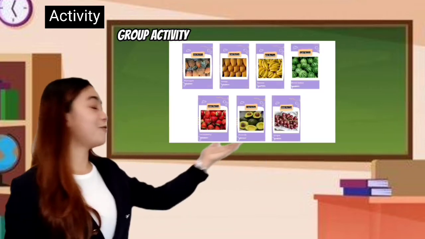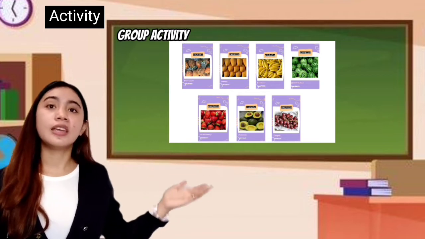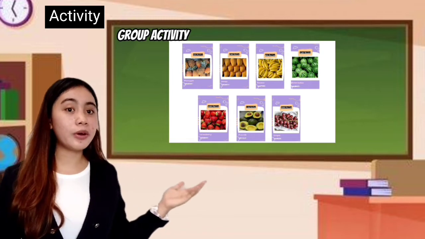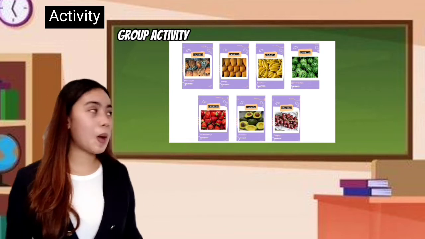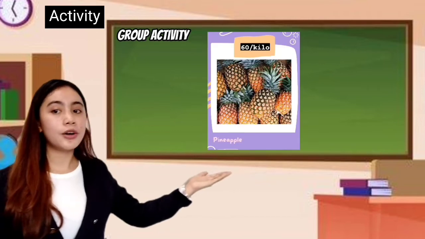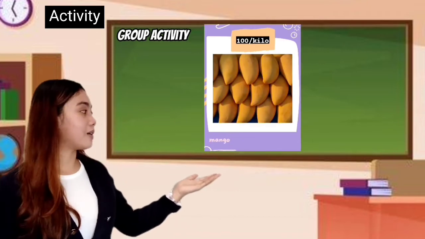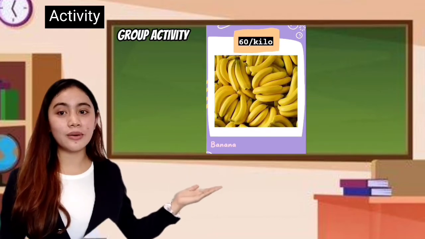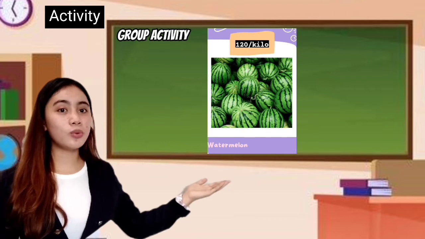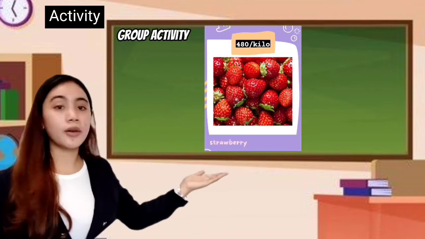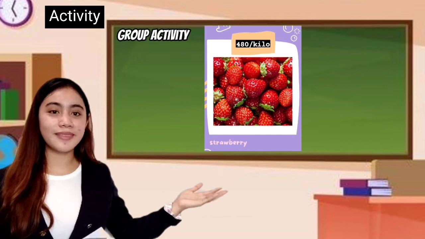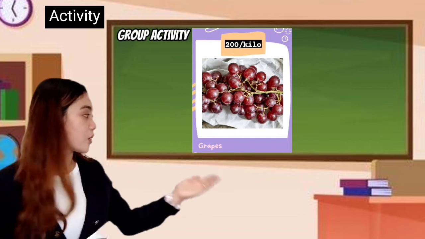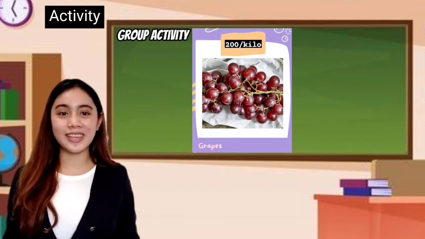Okay, I have here a set of pictures. The following picture shows an updated price list of fruits per kilo in Nanay Belen store. So I have here pineapple for 60 per kilo, mango for 100 per kilo, and banana for 60 per kilo, watermelon for 120 per kilo, strawberry for 480 per kilo, avocado for 130 per kilo, and the last one is grapes for 200 per kilo.